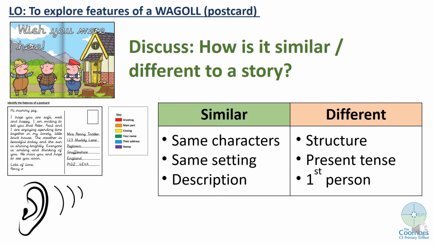And the postcard is written in first person. So what that means is it's written from the pig's point of view. The pig is the main character saying, I hope you are safe. I am. We are. So it's written from their point of view. But the story was written in the third person. So it was talking about the Three Little Pigs. It was talking about them as characters. Whereas this one, the pig is writing about himself.